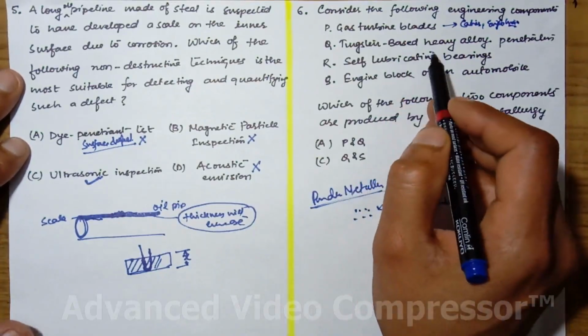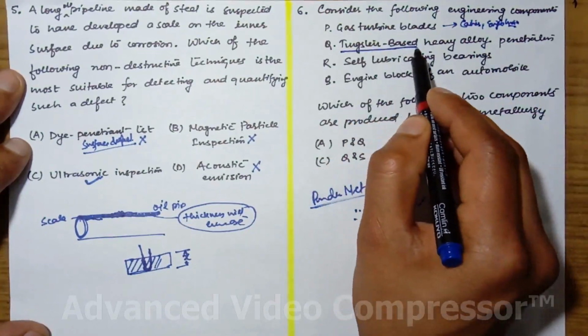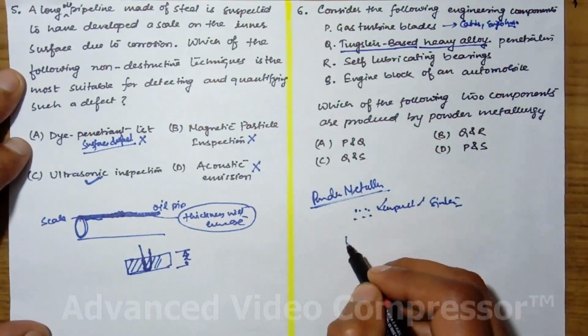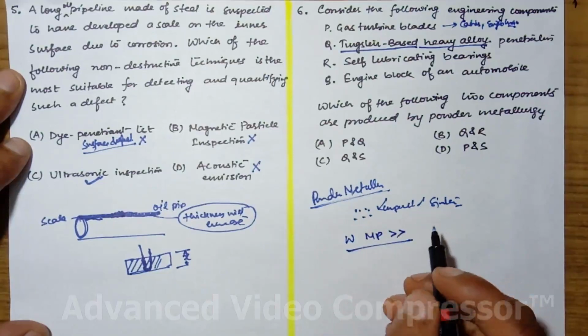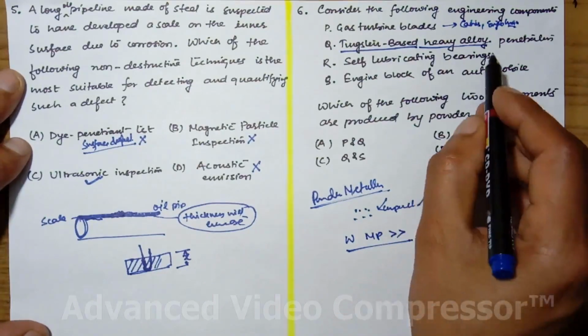Now, tungsten based heavy alloy penetrators. Tungsten based materials are generally produced by powder metallurgy because tungsten has a very high melting point, and hence we are not able to do casting and then machining and everything. So we use it in the form of powder and make it.